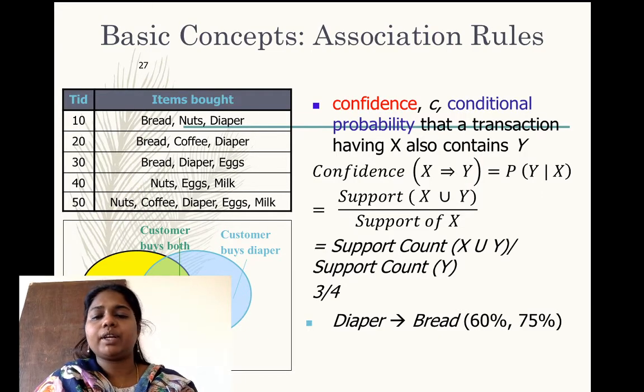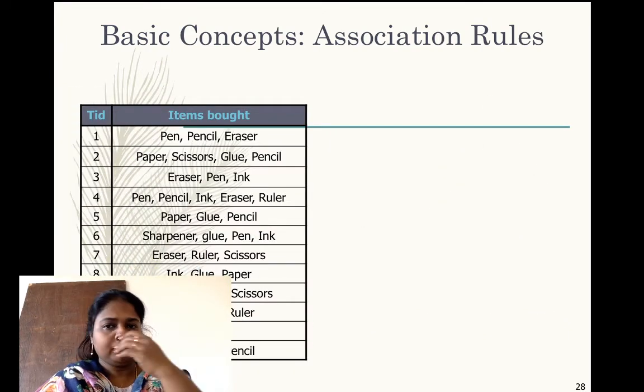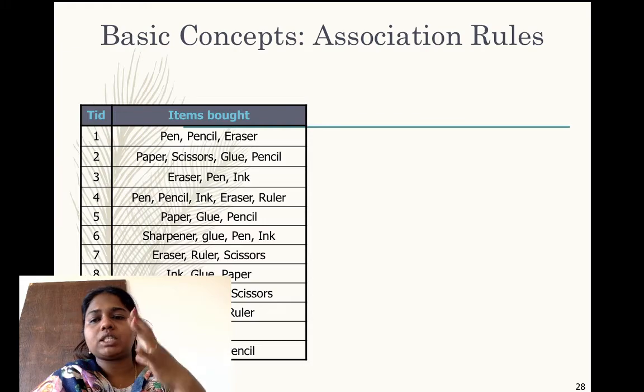Having this in mind, we are going to work out one example. So I've got a list of items and I've got some transaction IDs.